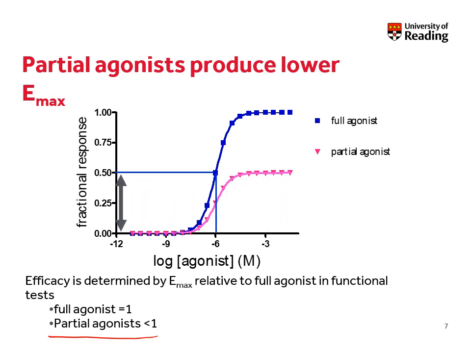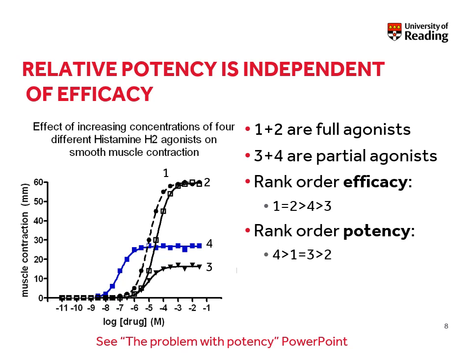Hopefully, it's just to show you there, the EC50 value for the partial agonist and the full agonist are exactly the same. So they're equipotent, but they have different efficacies. So just to hammer that point home, the relative potency of a drug is completely independent of its efficacy.